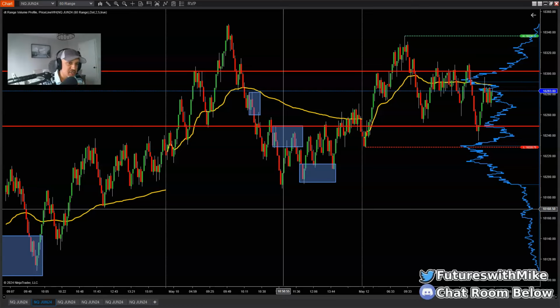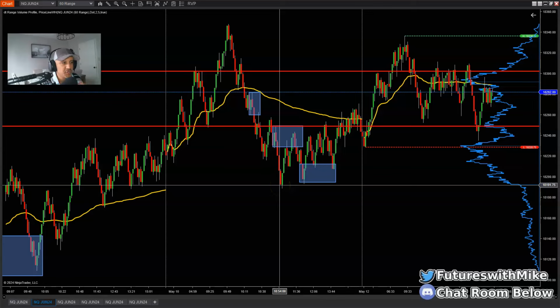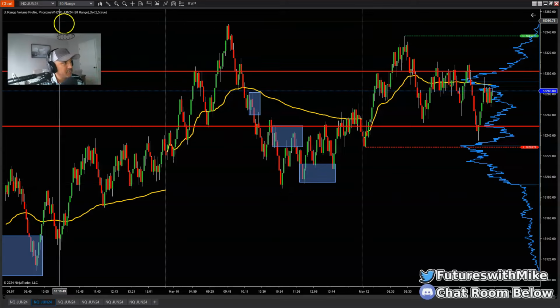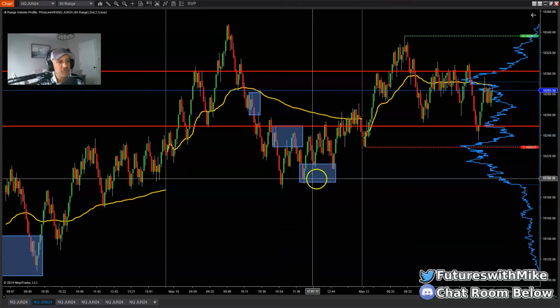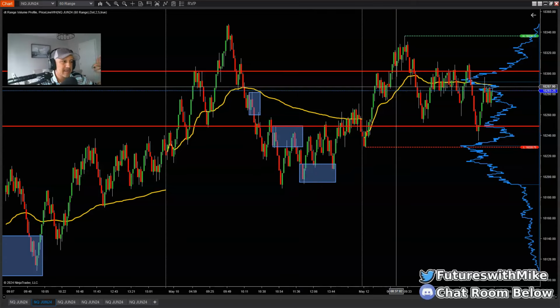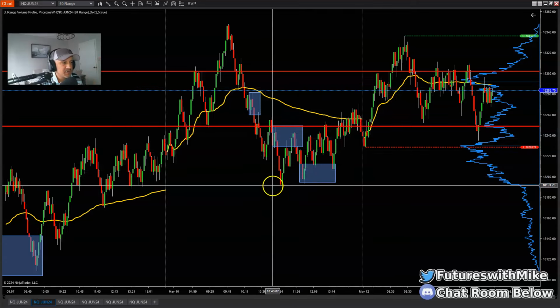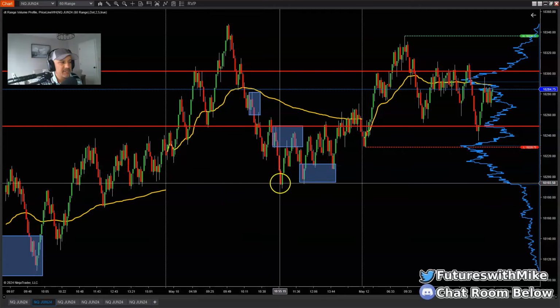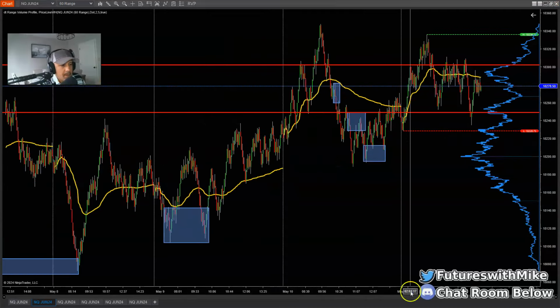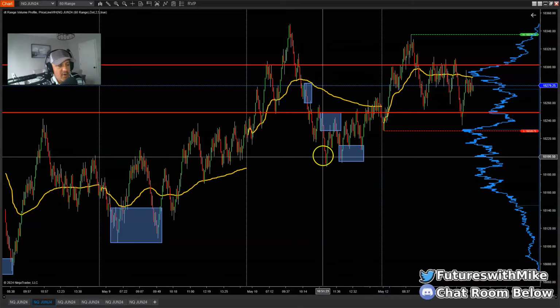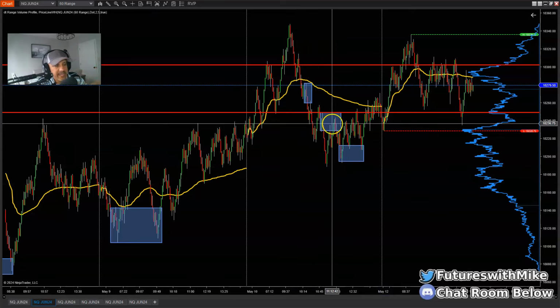But if we're breaking structure, even minor area structure, on a lower base chart, like a 60 range chart, then I'll start to look for opportunities to go short until the market on the lower base chart, say the 60 range, starts to shift and turn back around to the upside, taking out structure. So we still have a structure break here to the downside where it made aggressive selling. So this is a supply.